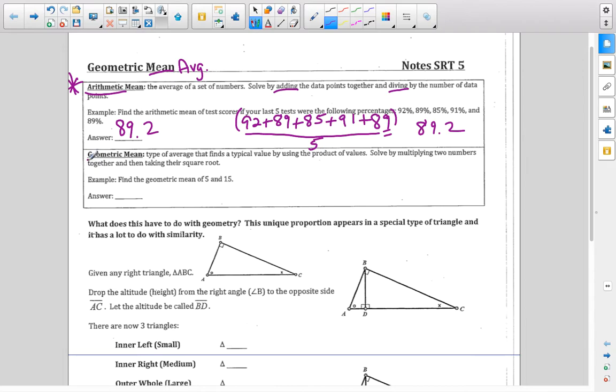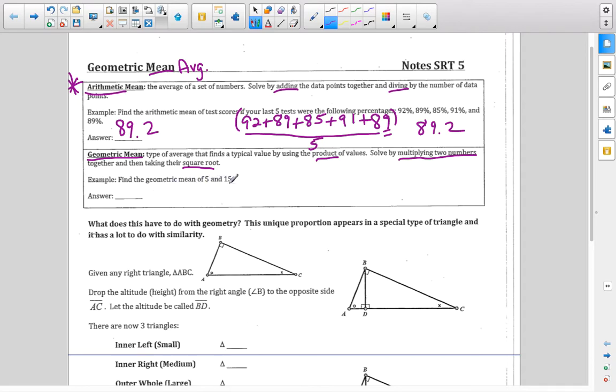Now we're going to talk about the geometric mean. And as most things in geometry, they have something to do with their algebra counterparts or their math counterparts, but we do it a little differently. And the geometric mean is the type of average that finds a value using the product of values. So we solve by multiplying 2 numbers and then taking the square root. So we multiply the 2 numbers and take the square root.